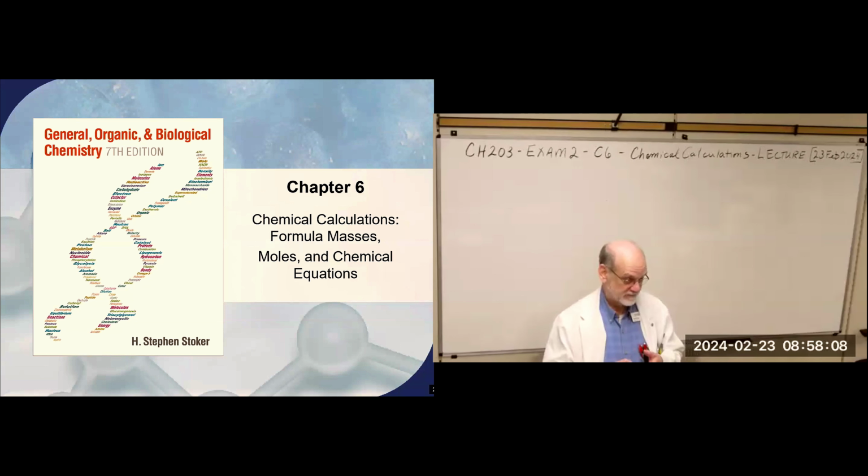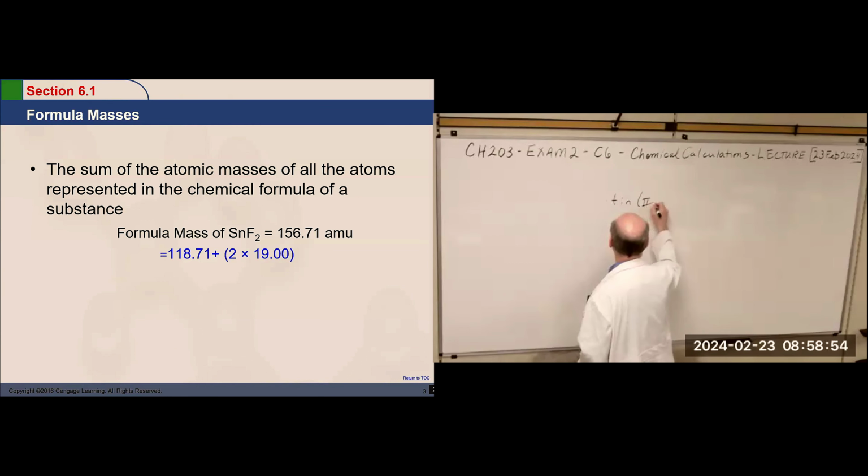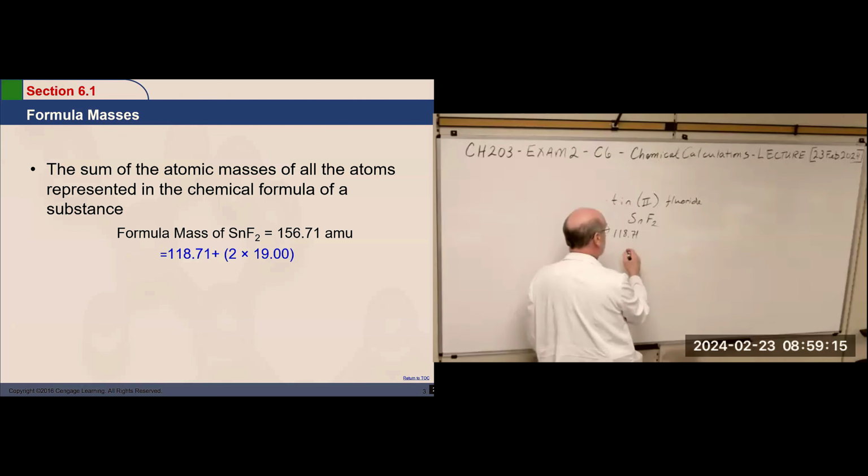So in this case, we've got tin(II) fluoride. That's the way we would name it. Type 2 compound. And then we could write the formula from that. So what we need is the molar mass of tin. There's only one of them, right? So that's 118.71 grams per mole. And then we're going to add 2 fluorines, which should be 19. Okay. Oh, okay. I was looking in the wrong place. 156.71.